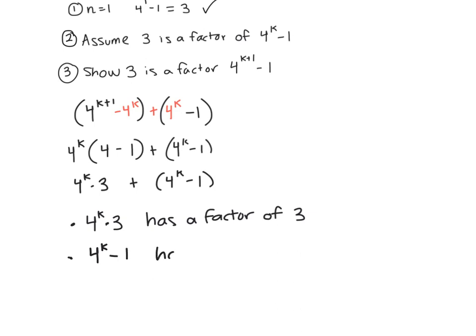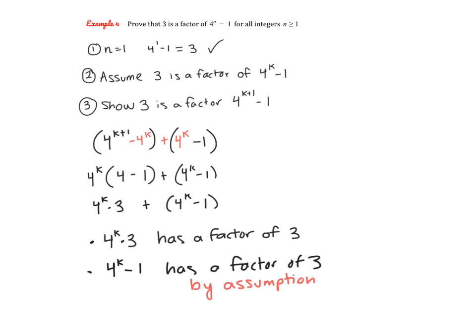Now that second part, that 4 to the power of k minus 1, also has a factor that is 3. And I know this by assumption. So this is that exact assumption that we made up here in step 2. We assume that 3 is a factor of 4 to the k minus 1. So since 3 is a factor of this term and 3 is a factor of this term, we have now shown, we can say, therefore, 3 is a factor of 4 to the power of k plus 1 minus 1, which is exactly what we needed to show.